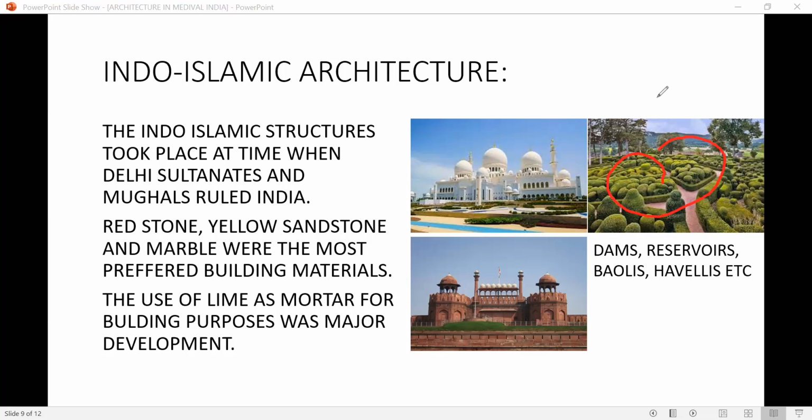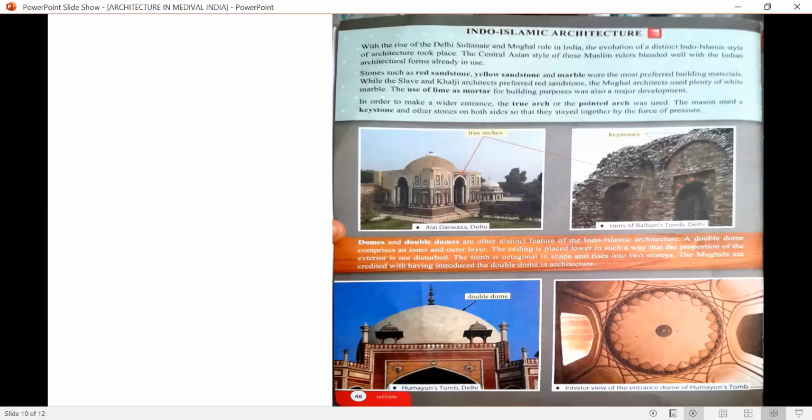Over here you can see a beautiful garden. As I told you, in Indo-Islamic architecture there are several types of structures such as forts, mosques, tombs, and gardens. Over here we see the garden, and over here we can see a very famous fort of Delhi, which is the Red Fort. So we see different types of things in Indo-Islamic architecture. Let's go to the next topic.